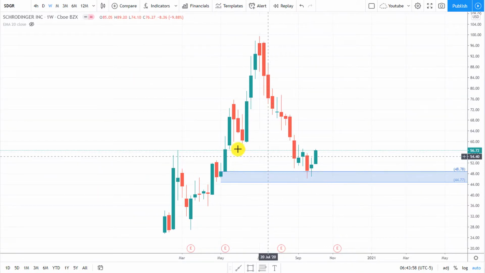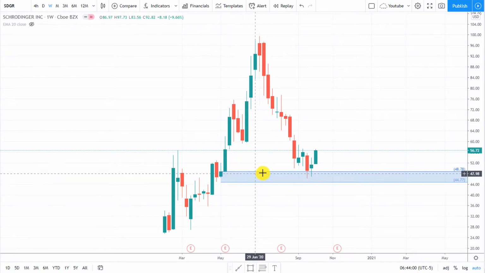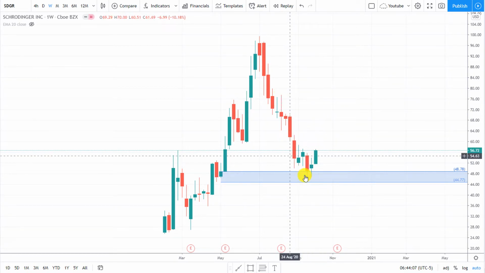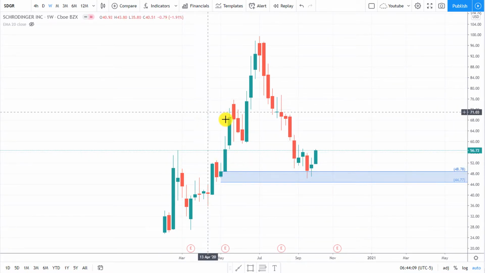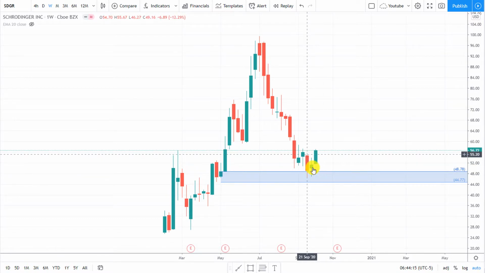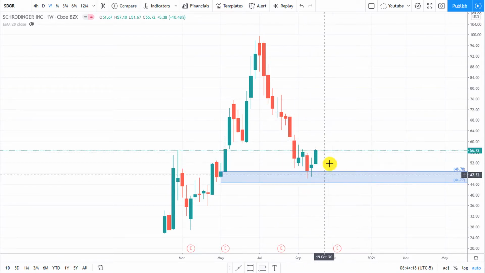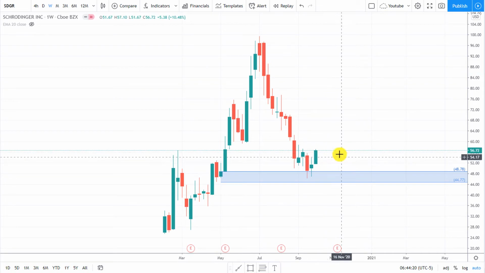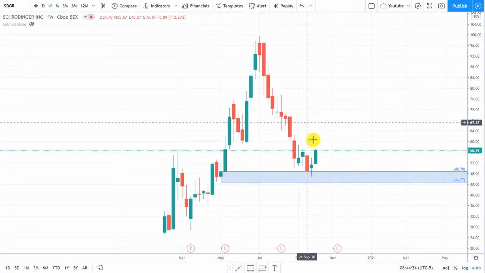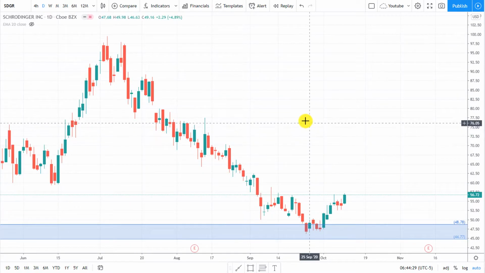So going back to the analysis, we have this weekly demand zone that price came to and bounced off of. So this is, in a sense, giving us the confirmation that price may reverse from here, and it's okay to take lower demand zones off of these bullish candles, especially since this week closed with a very strong green engulfing candle moving to the upside. So let's zoom in even closer to see what we can find out.